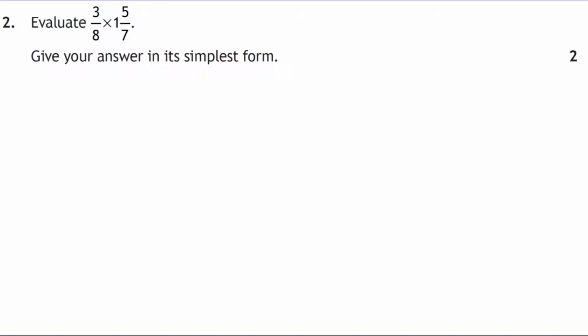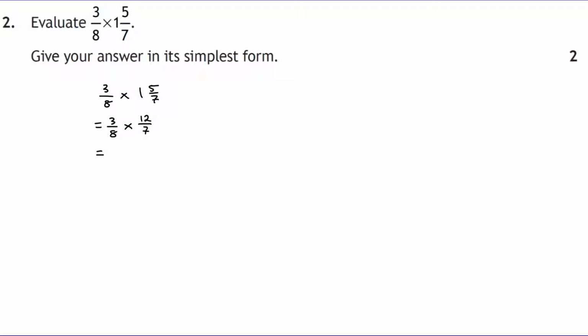Question 2, a little bit of fractions work. So 3 over 8 times 1 and 5/7. Okay, so first thing I'm going to do is make that second fraction top heavy, or improper. 1 times 7 is 7, add on the 5 is 12 over 7. Denominator stays the same, and then it's top times top, bottom times bottom.